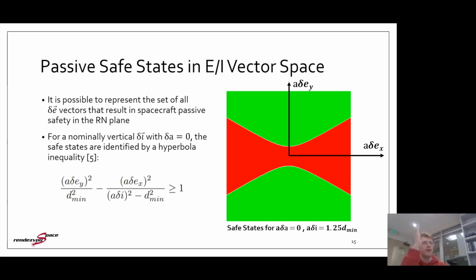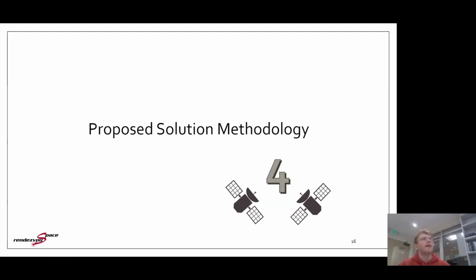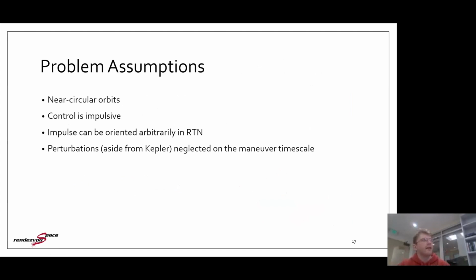So this is kind of a big colorful diagram without many units, but if we consider a straight vertical relative inclination vector, these are the areas where you'd be able to put your relative eccentricity vector and still maintain a safe RN separation. And this can be parameterized by the relative separation you're trying to achieve by this hyperbola inequality over here. So that works exactly with a vertical relative inclination vector, but that is not an important part of the assumption.